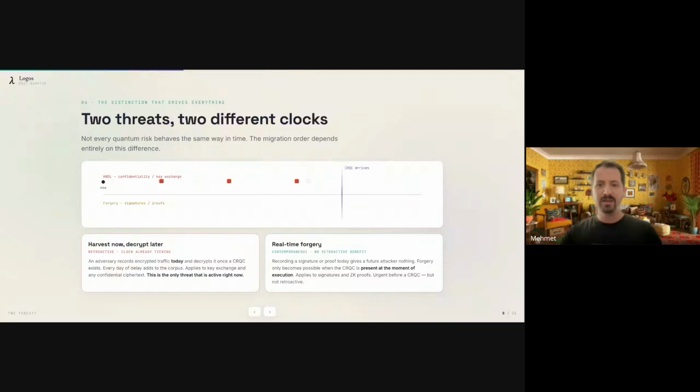Therefore, for real-time forgery you still have time, but for the harvest now, decrypt later attack, you have to change your algorithms and protocol as soon as possible, because the attacker can start to store that information.